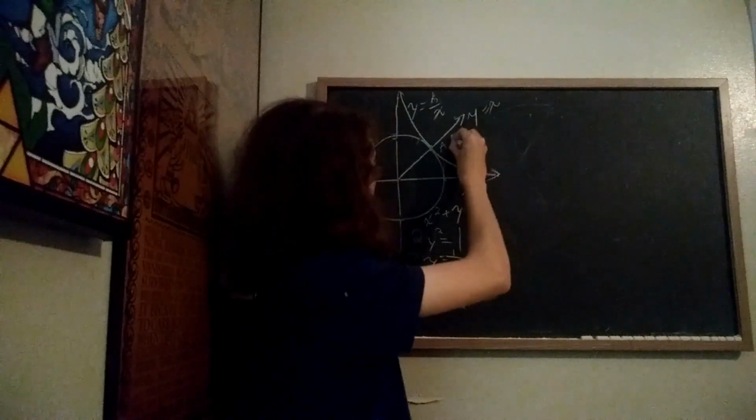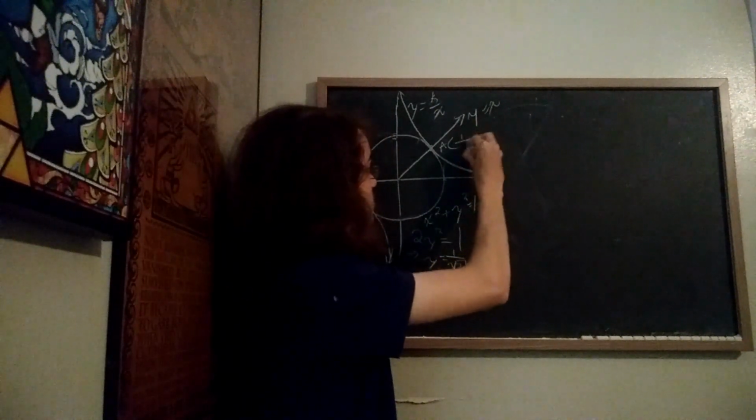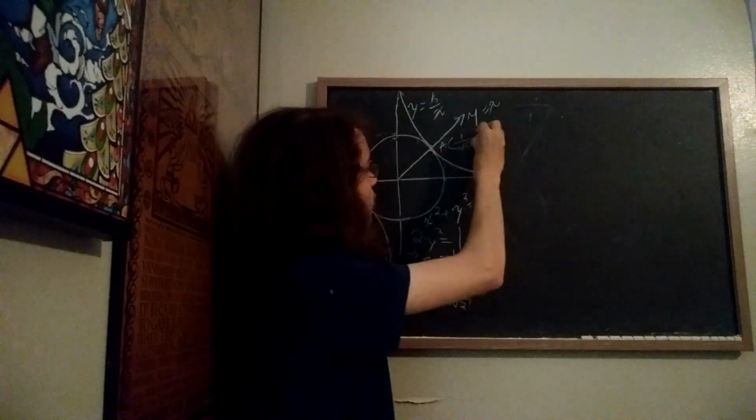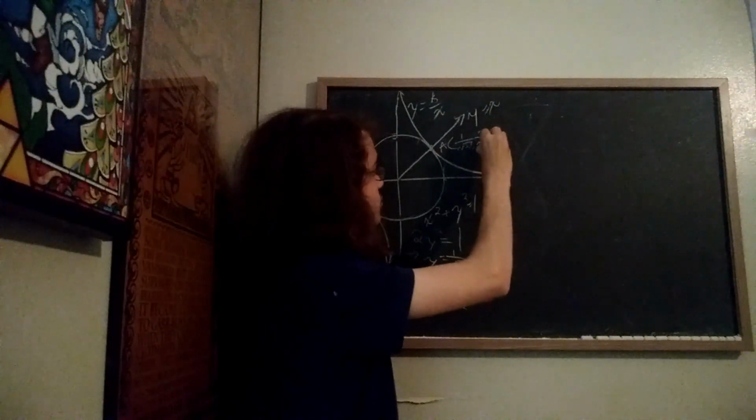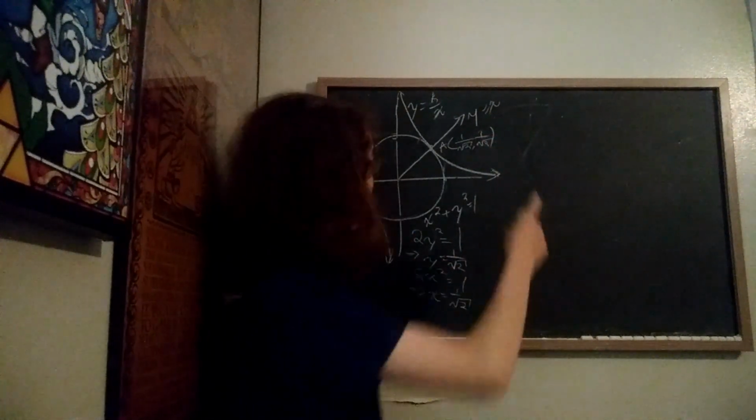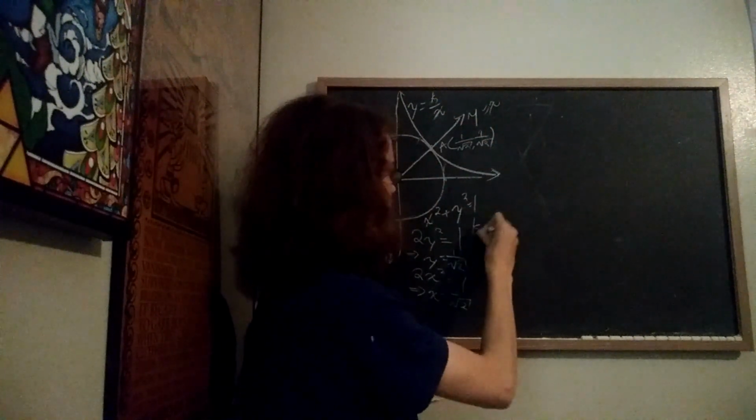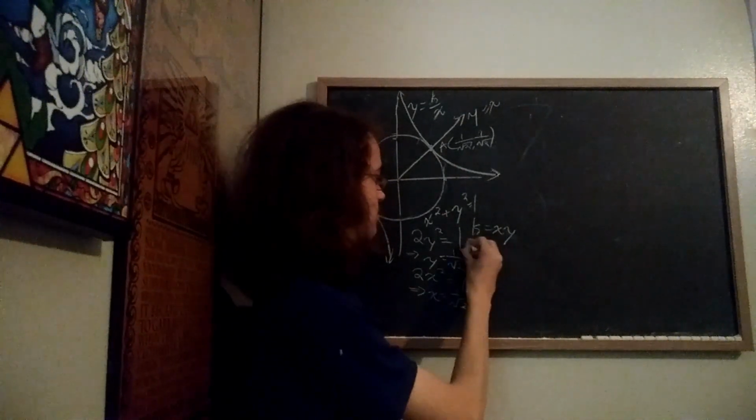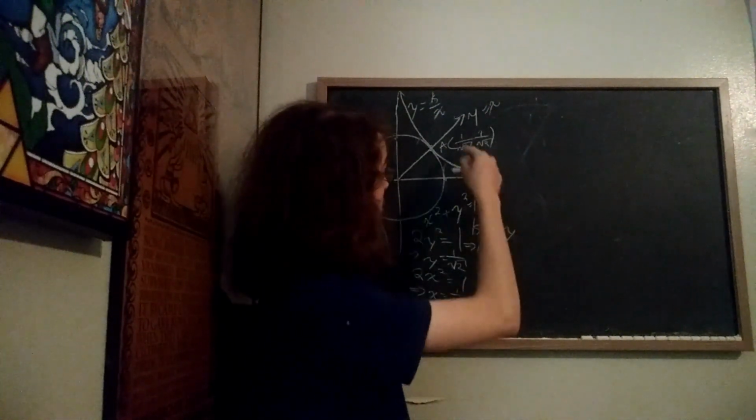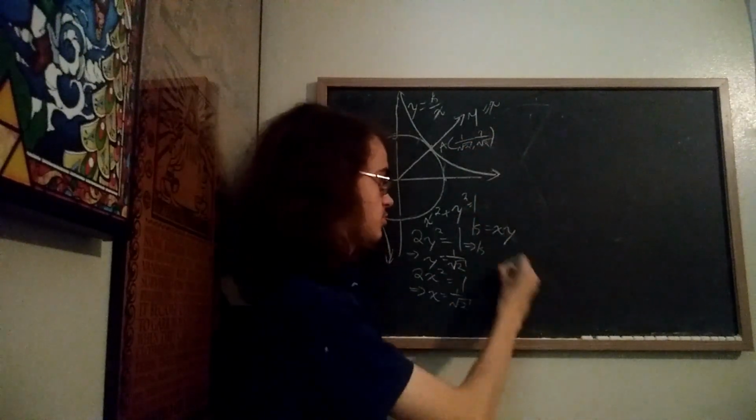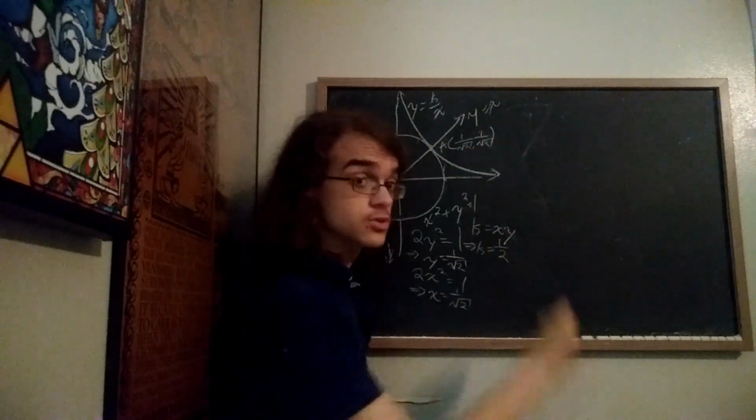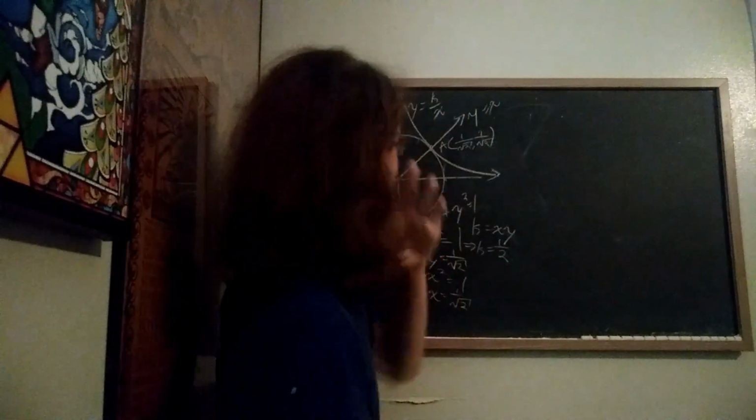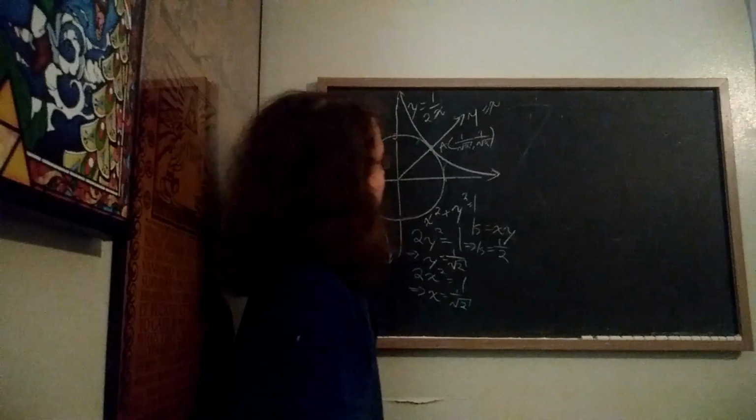Now, the point A is at 1 over root 2, 1 over root 2. So now we know if we multiply x over to the other side, that k is equal to x times y. And so to find k, it's just 1 over root 2 times 1 over root 2, or 1 over 2. And so we can rewrite this as y equals 1 over 2x.